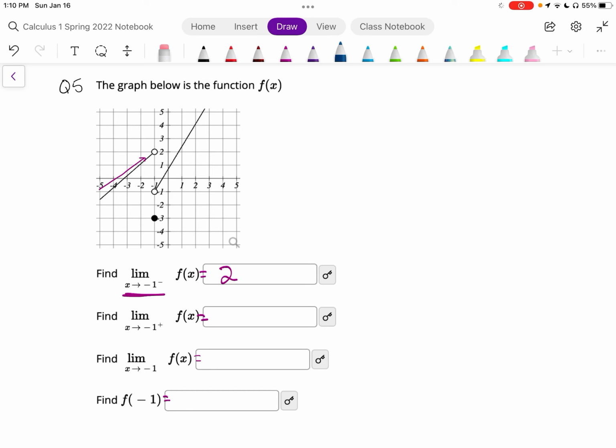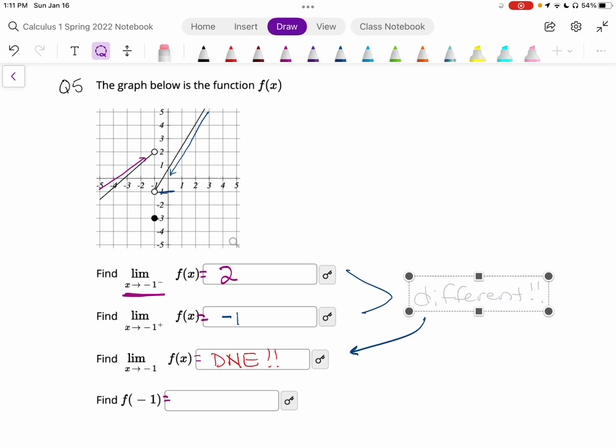Now what about coming from the right? So I'm on the function value. What am I approaching in terms of y? Well, I'm approaching -1. All right, so that means the limit as x approaches -1, because these are different, does not exist. I'm going to do it in red because it's important. Does not exist because these are different. Those are different. I want that in red.